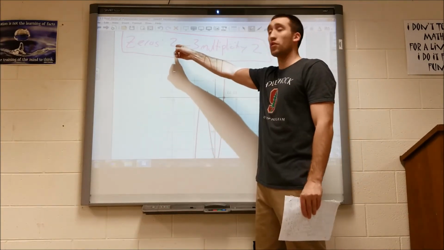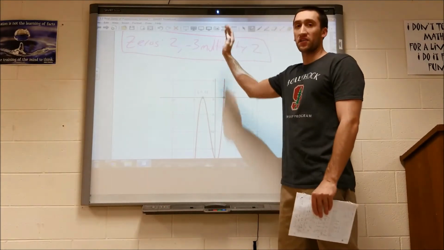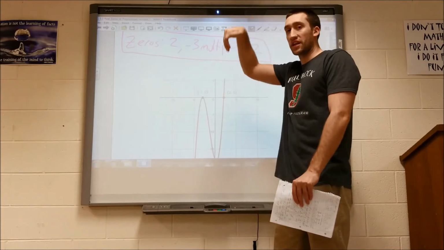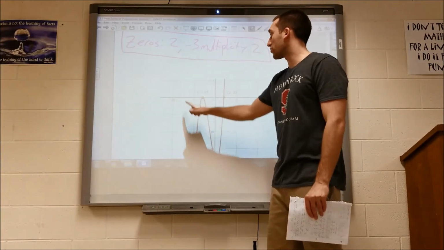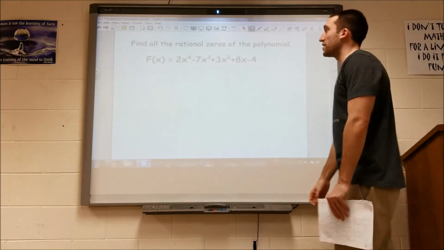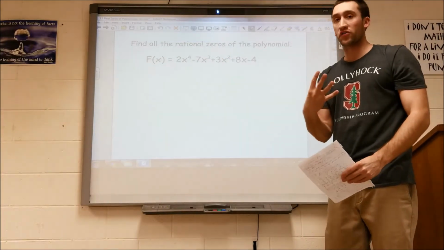When we have multiplicity 1, just a single zero, it's going to cross the x-axis. But when we have a multiplicity 2, it's going to come up and just touch the x-axis and then turn back down. So that's what's happening here when we have a multiplicity 2. Let's try another example. So now we have a 4th degree polynomial, so we're going to have to find 4 zeros.